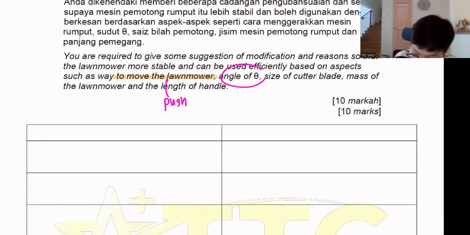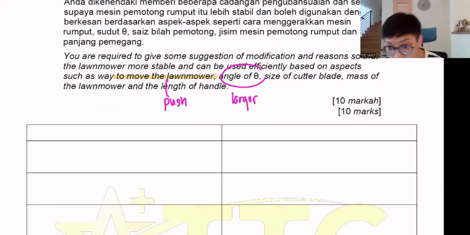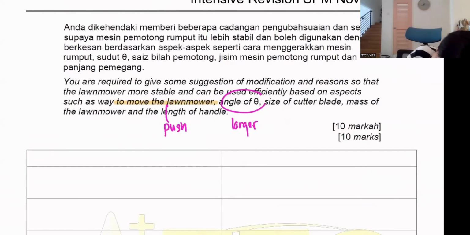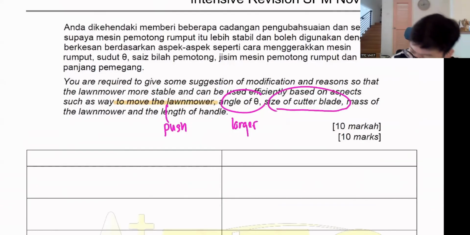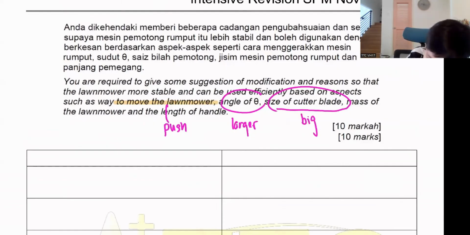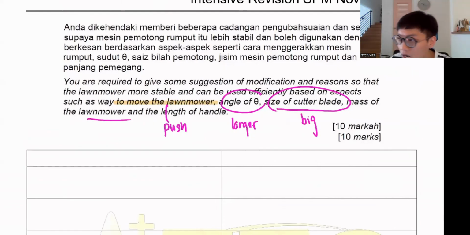Okay, bigger theta. No, it's not 45 degrees, it's larger. In fact, you want it to be very vertical. All right, next. Size of cutter blade, you want big or small? Big size of cutter blade. What about the mass of lawn mower? Larger.